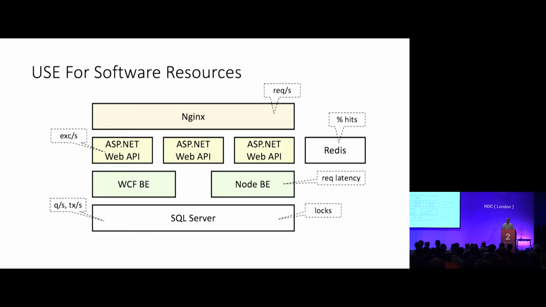But software is a whole zoo of different frameworks and components, but we can do it for software as well. We can identify the software resources in our system: web servers, load balancers, backends, databases, caches, and so on. And for each of these things, we can look at utilization, saturation, and errors as well.